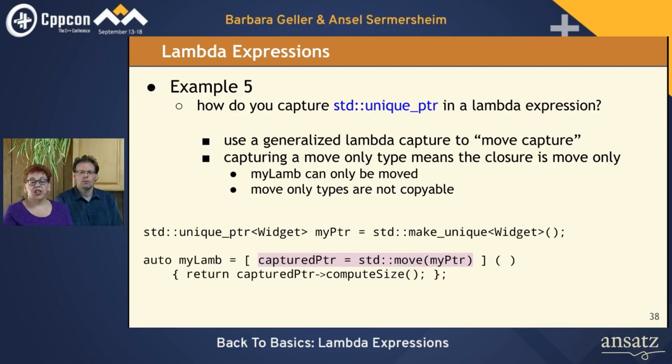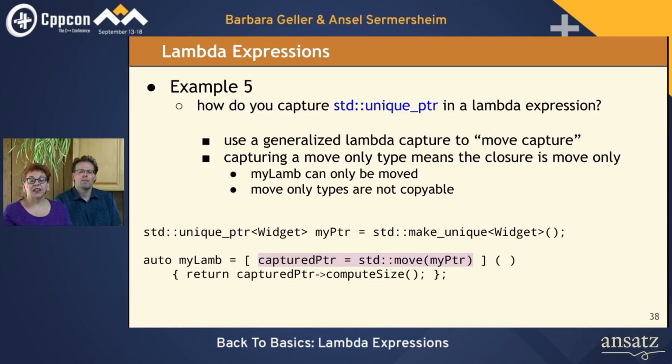We want to mention that we could have done this capture and named the variable myPointer, just like it was in the outer scope, instead of calling it captured pointer. But we suggest you avoid this and use a different name. It reads a lot better in the code if you actually change the name in the generalized lambda.